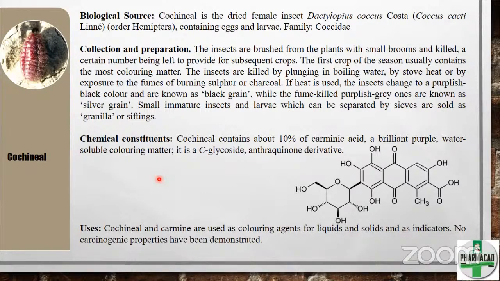Now, these insects are brushed from the plants with small brooms and they are killed, a certain number being left to provide for subsequent crops. The first crop of the season usually contains the most coloring matter. Then the insects, this is important, collection, that is why I am reading it. The insects are killed by plunging in boiling water, by stove heat, or by exposure to fumes of burning sulfur or charcoal. If heat is used, the insects will change to a purplish black color and are known as black grains.